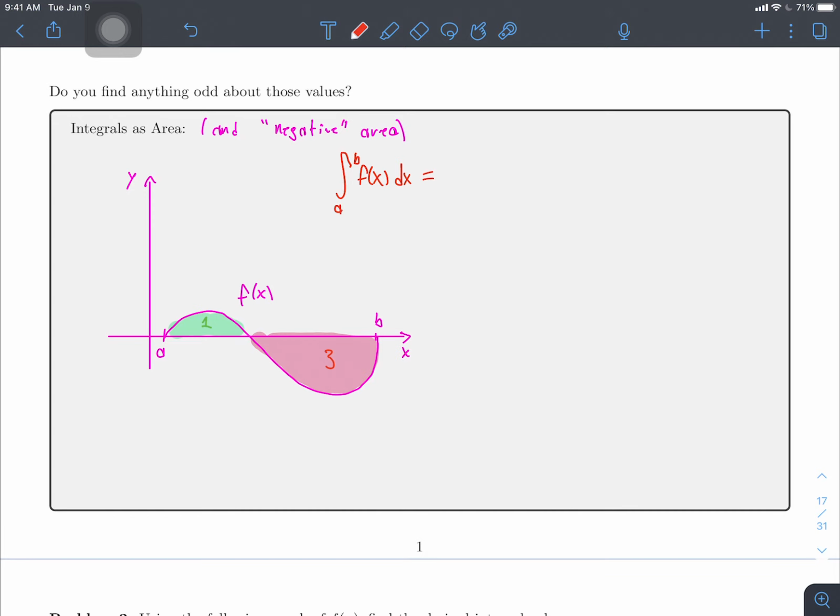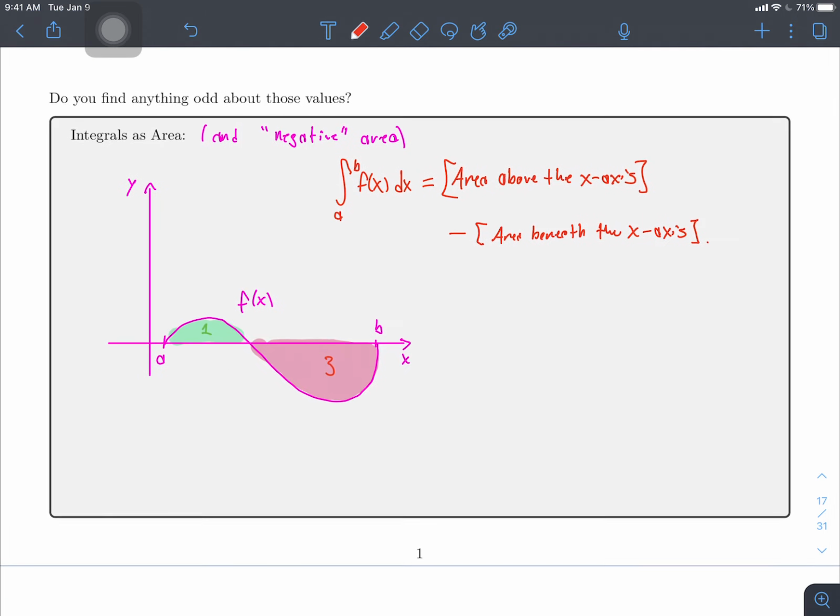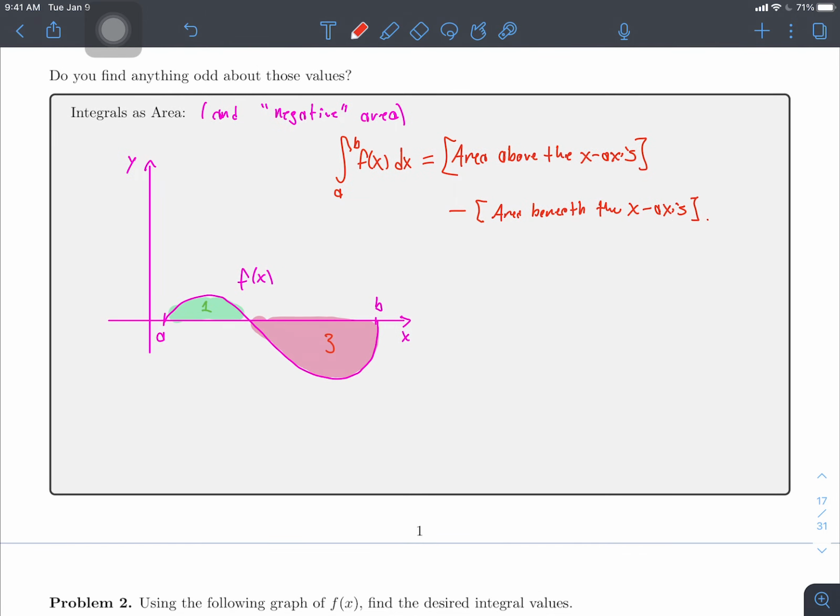is going to be equal to the area above the x-axis, whatever that may be. So we count up all the area which is above the x-axis, and we are going to subtract from that the area beneath the x-axis. Okay, and this gives a more complete picture of how integration works.